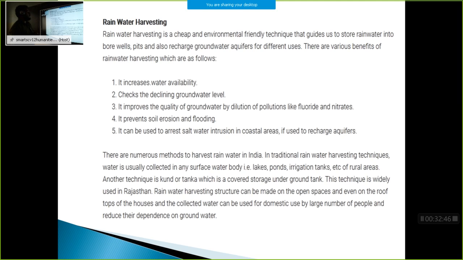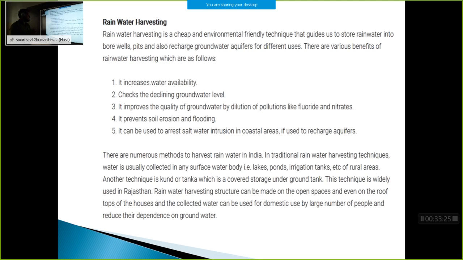There are numerous methods to harvest rainwater in India. In traditional rainwater harvesting techniques, water is usually collected in surface water bodies, that is lakes, ponds, irrigation tanks, etc. of rural areas. Another technique is kund or tanka, which is a covered underground storage tank. This technique is widely used in Rajasthan. Rainwater harvesting structures can be made on open spaces and even on the rooftops of houses, and the collected water can be used for domestic use by a large number of people, reducing their dependence on groundwater.